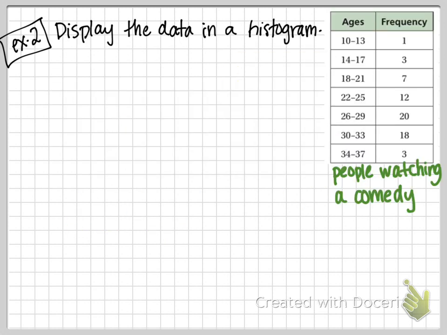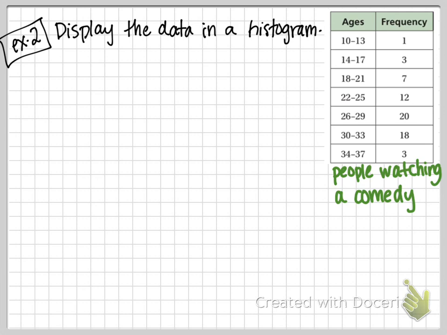Okay, so it says display the data in a histogram. So you'll be given a table. For example, this is a table showing the number of people in a movie theater who are watching a comedy and their ages.